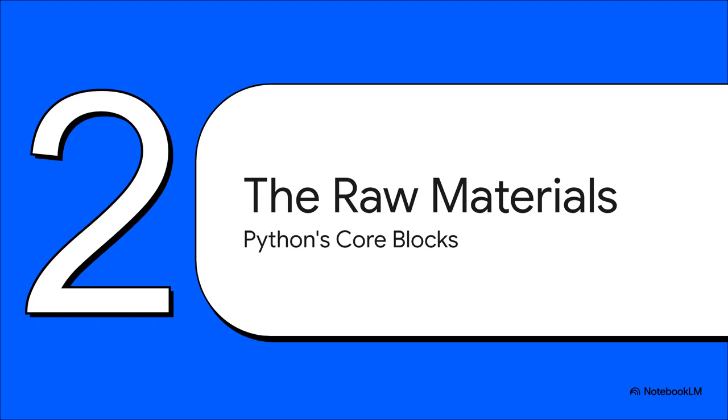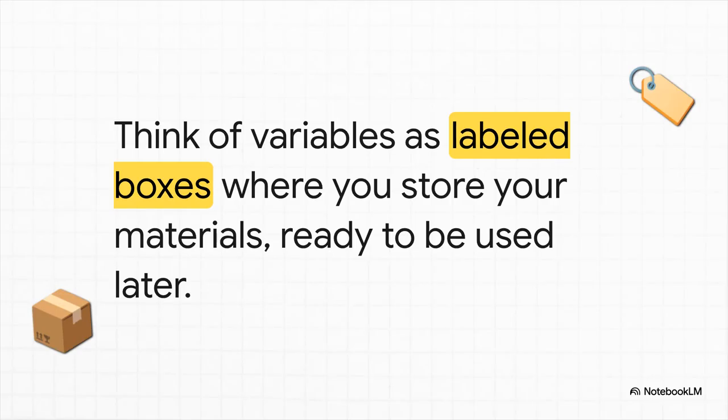So now that we have our blueprint, we're going to need some raw materials, right? In any construction project, you need your wood, your nails, your concrete. Well, in programming, our materials are the basic building blocks of data that our instructions are going to work with. First things first, we need a place to put all our stuff. And for that, we have variables.